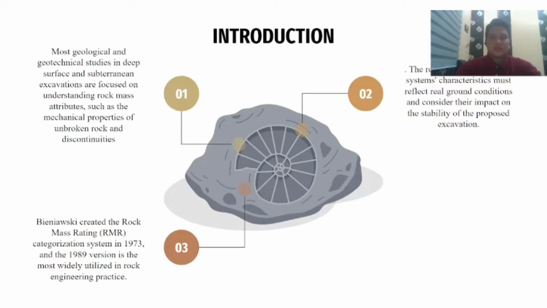Second, the rock mass classification system characteristics must reflect real ground conditions and consider their impact on the stability of the proposed excavation. Next, Bieniawski created the rock mass rating (RMR) categorization system in 1973, and the 1989 version is the most widely utilized in rock engineering practice.